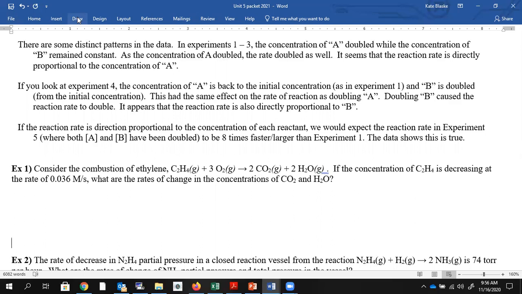So it would be 0.072 molar per second increasing. Water has the same coefficient as CO2, and so it would also be increasing at the same rate as that carbon dioxide. So it would also be increasing at 0.072 molar per second.